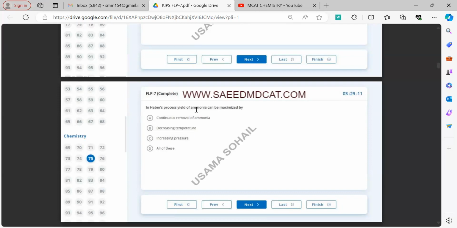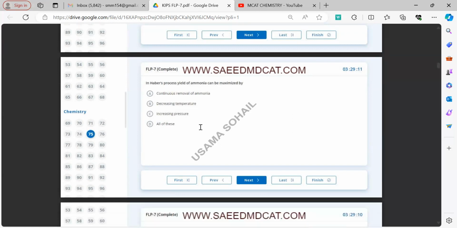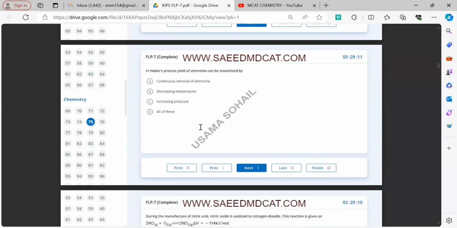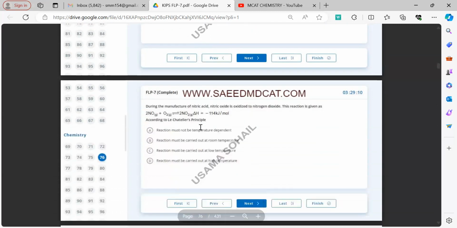In the next question, all of these is the answer. Why? Because we know that Haber's process involves the production of ammonia, and by increasing the pressure, the yield will be forced to move towards low gas volumes, which is the forward direction. Similarly, decreasing the temperature would favor the yield of the reaction because it's an exothermic reaction, and continuous removal of ammonia will also shift the dynamic equilibrium towards the product side.